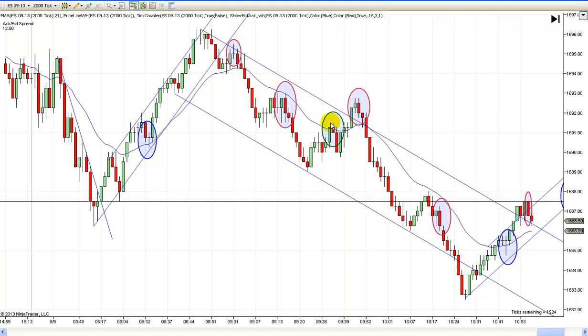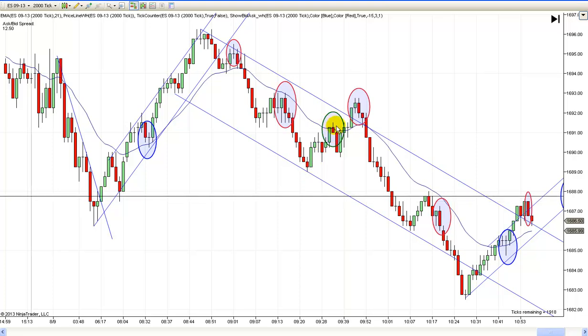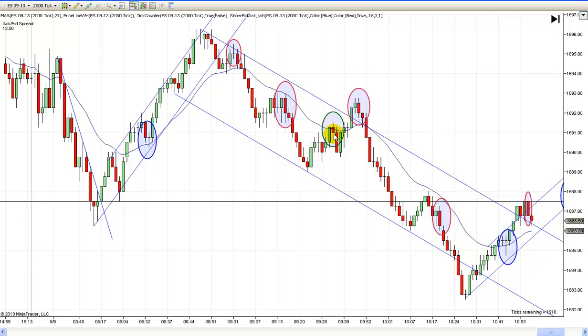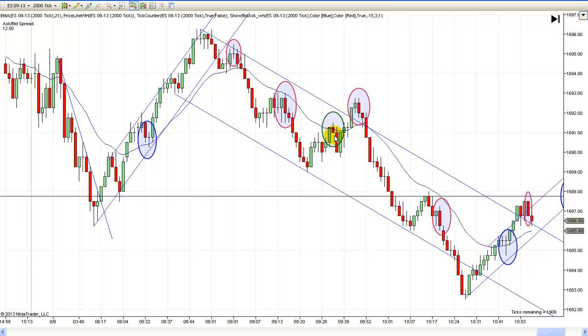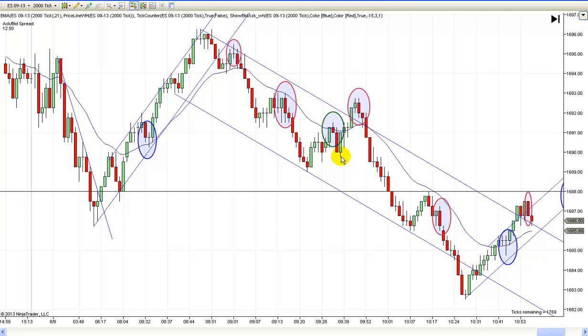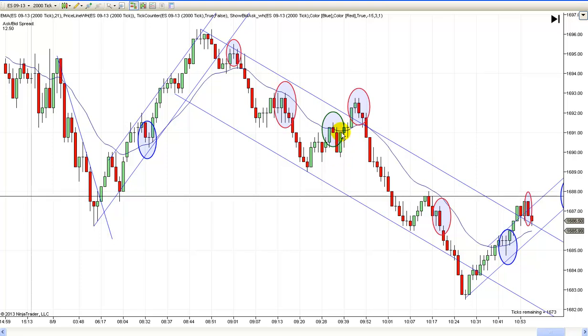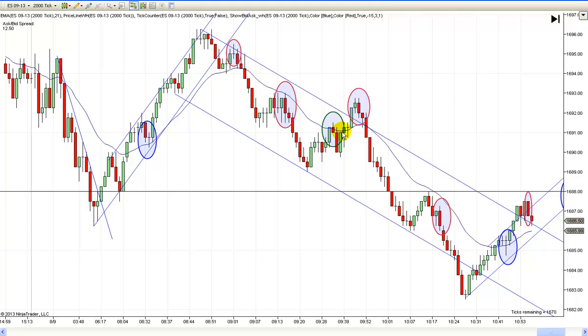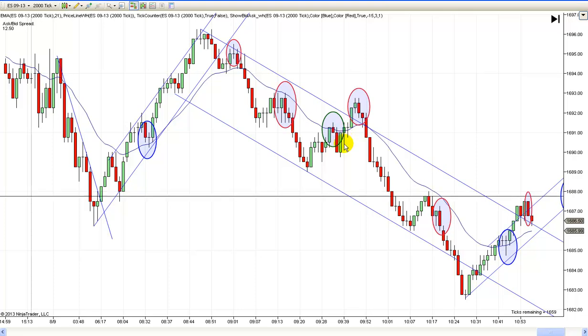Again, it's a 2-legged pullback to the EMA, and it's got a nice little tiny bar that lets you get in up here high. But if you entered this on a stop, it was a 4-tick failure. And so it made me a little nerve-wracking. When it turned up right here, it broke up first and it backed up a little bit, and I exited with a tick, and thank goodness I did.